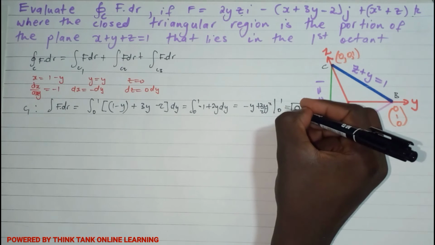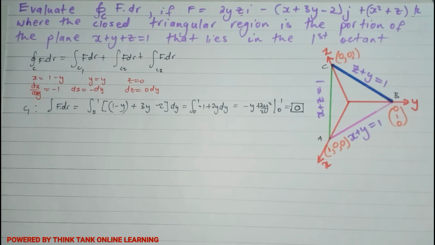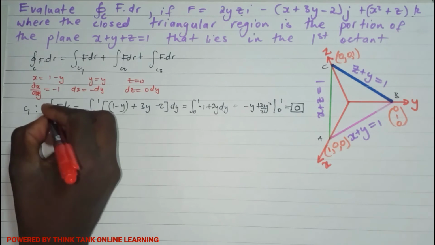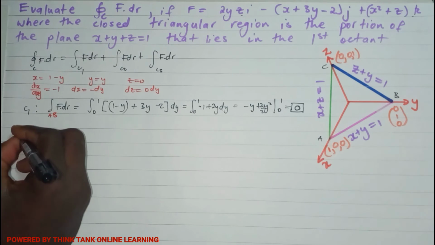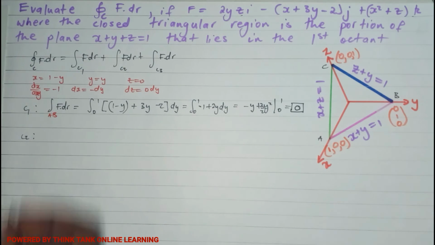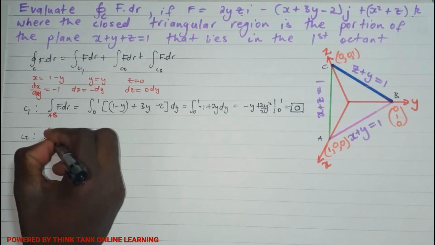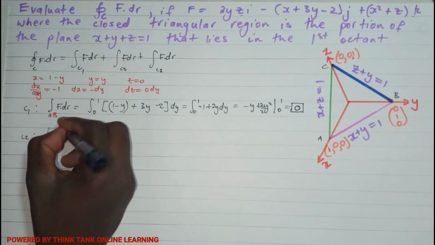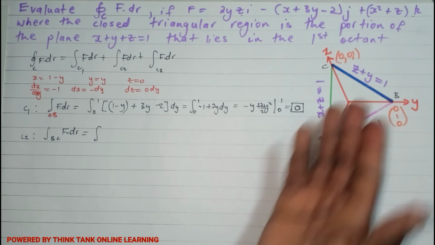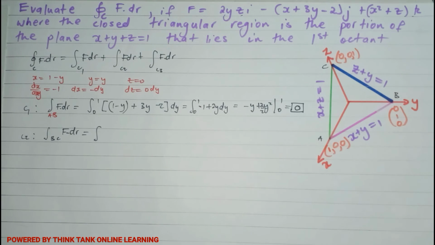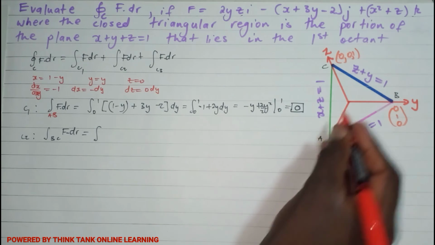For C1, don't get shocked. It's possible. And now we're going to C2. In order to give you a clue, let me just say AB is C1, and C2 is BC. So BC F dot dr is going to be. Now look, I have this equation, but I just love playing with y. So what I'm going to say is, what is z?